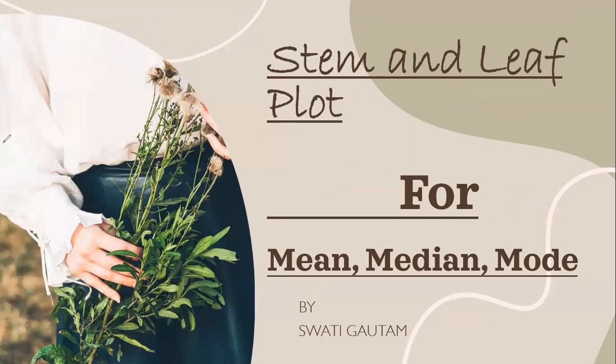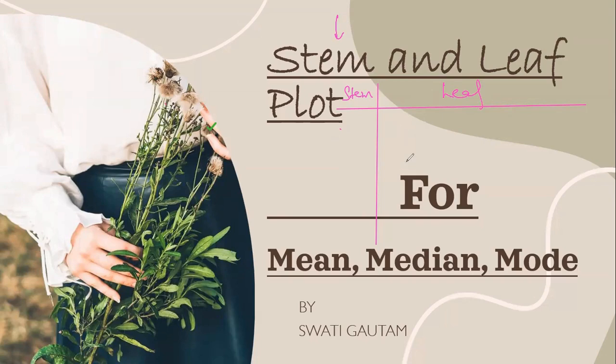Next, what we have to understand is that we have to draw a vertical line like this, and again, we have to draw a horizontal line like this. So first is the stem. This part is called the stem and this part is called the leaf. So the left part is called the stem and the right side is called the leaf.